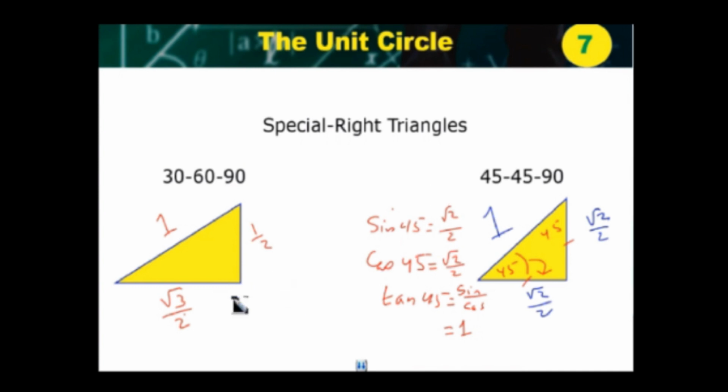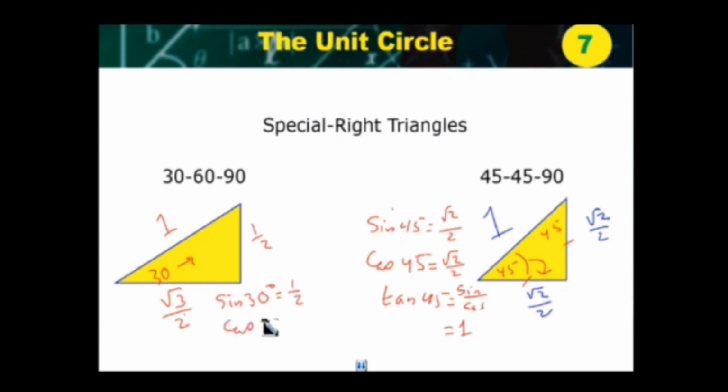How about here? Let's just do one of them. Let's say sine 30. Chime in if you'd like. I see some of you are writing things. That's good. Sine 30 is going to be, 30 is down here, by the way, because it opens up to the little guy. But 60 opens up to the larger guy. So 30 is opposite over hypotenuse, which is 1/2.